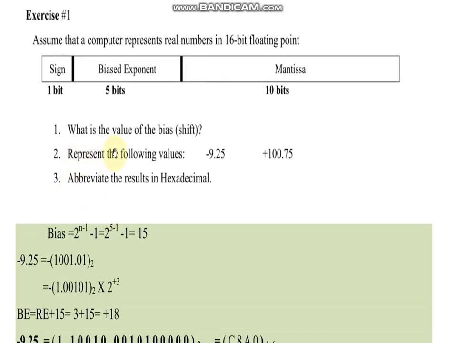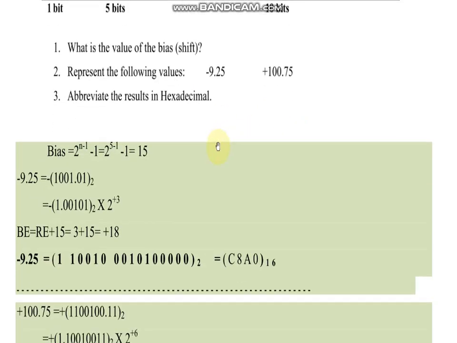Now the second question: represent the following values in this system: minus 9.25 and plus 100.75. We know the steps. The first step is to write the number in binary. So minus 9.25 is minus 1001.01 by using the direct binary. The second step is to normalize the writing. Use the scientific notation. It is minus 1.00101 times 2 to 3, because we have shifted the point 3 positions.